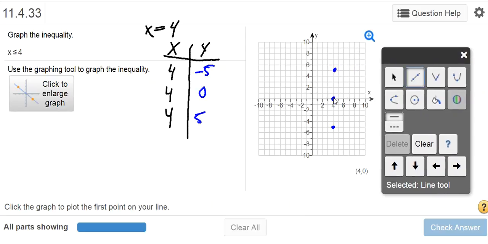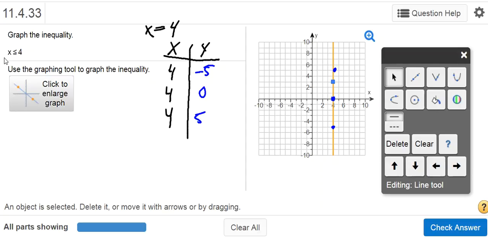I know this is going to be a vertical line. I also know that if I look at the inequality there, it says it's less than or equal to. So I know it's going to be a solid line. Remember, less than or equal to is solid. Greater than or equal to is solid. If it's just a less than or a greater than, it's going to be a dashed line. Real similar to what we had before on the number line, where we used parentheses. That's kind of like your dashed line, or a bracket. That's kind of like your solid line.